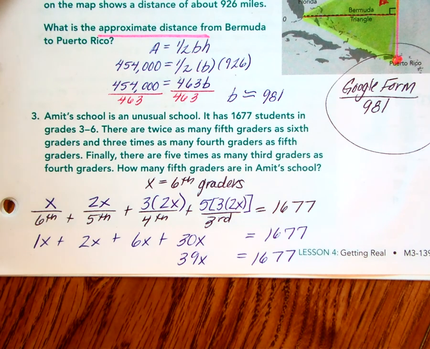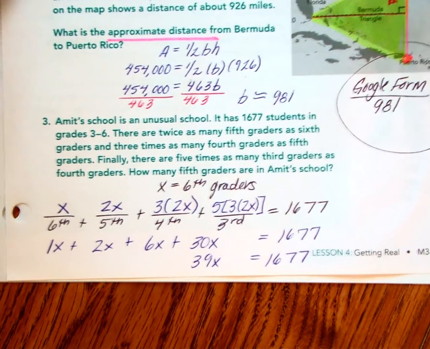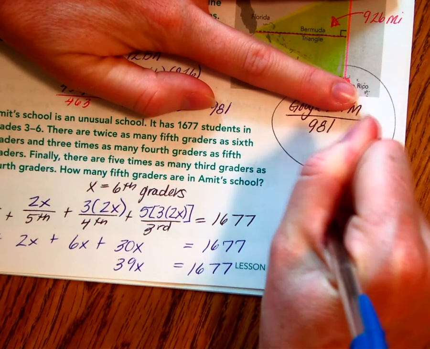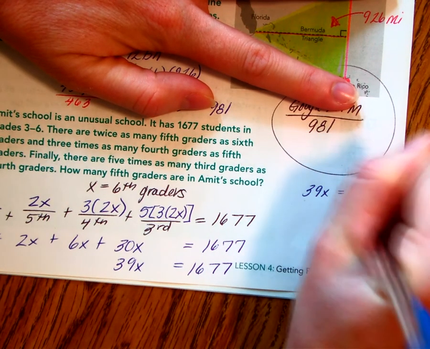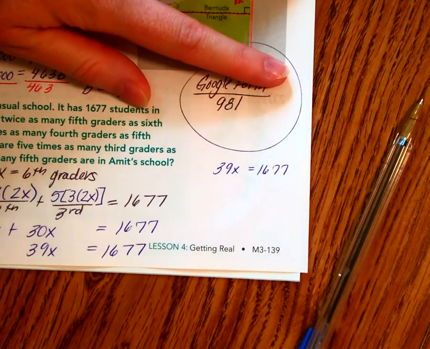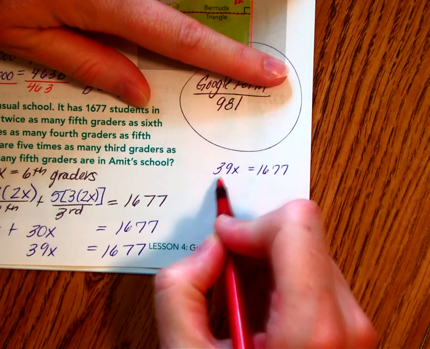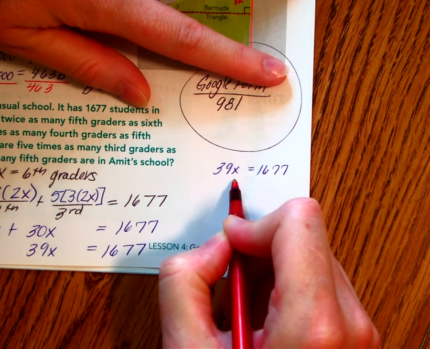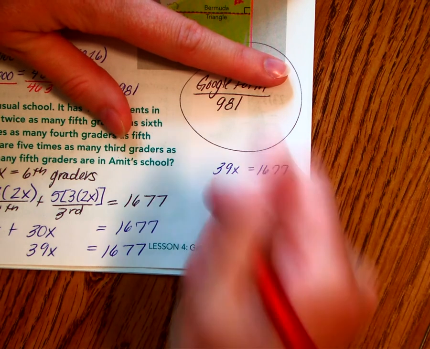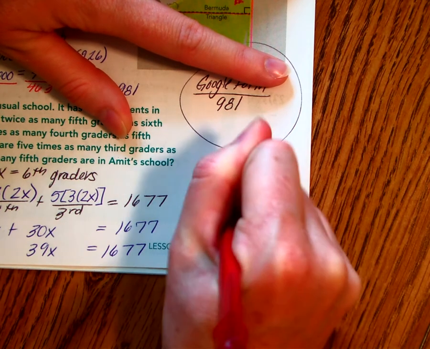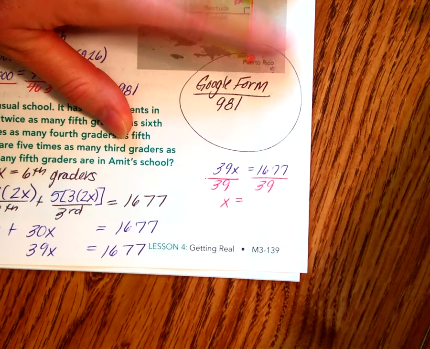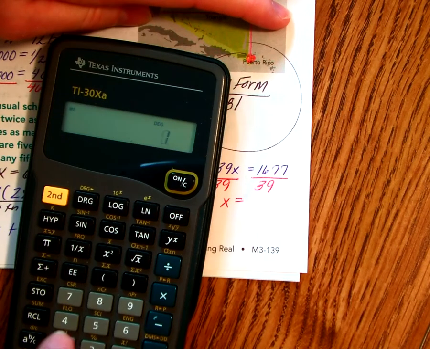Right now, I'm basically out of space, so I'm going to scoot over here. I'm going to have to write a little bit smaller to get the rest of the work in. I've got 39x equals 1,677. 39 and x are attached using multiplication. To detach them, I have to do the inverse operation, which is division. Detach, detach. When I do that, I leave x alone. For the sake of time, I'm going to use the calculator.